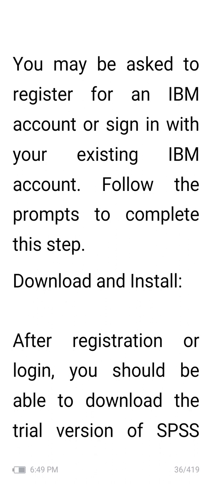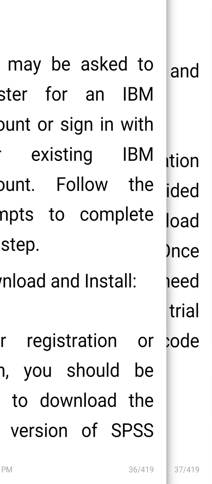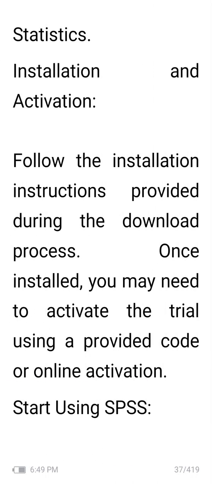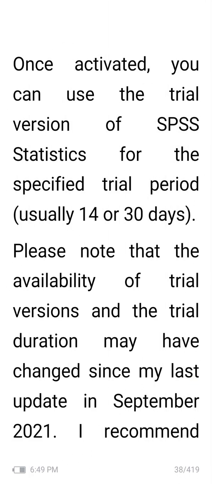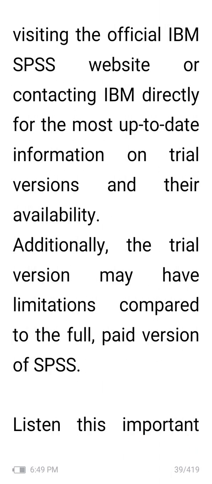Download and install. After registration or login, you should be able to download the trial version of SPSS Statistics. Installation and activation. You need to activate the trial using the provided code or online activation. Start using SPSS. Once activated, you can use the trial version of SPSS Statistics for the specified trial period. The availability of trial versions and the trial duration may change. And trial versions may have limitations compared to the full paid versions of SPSS.